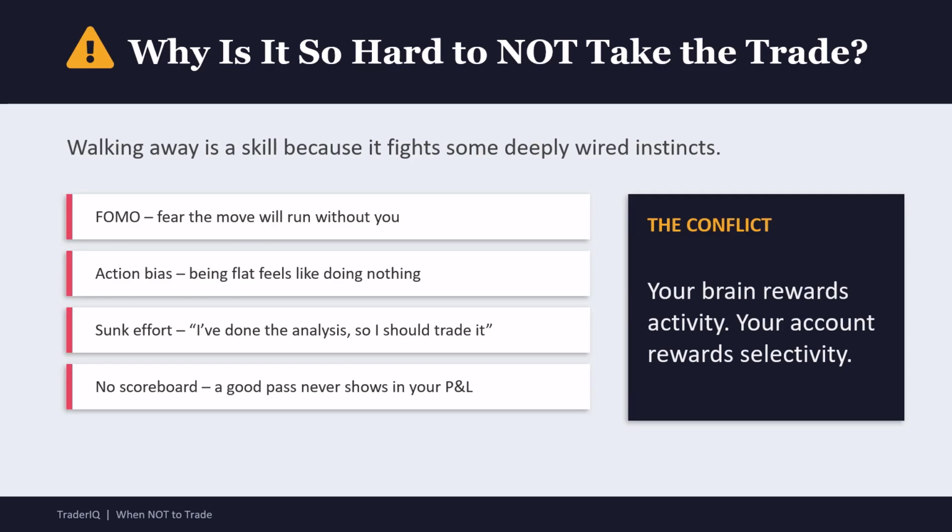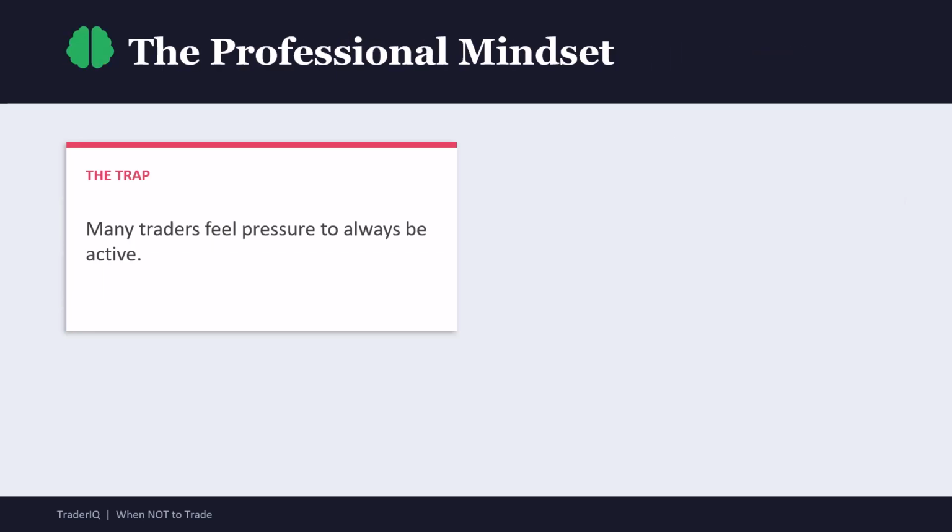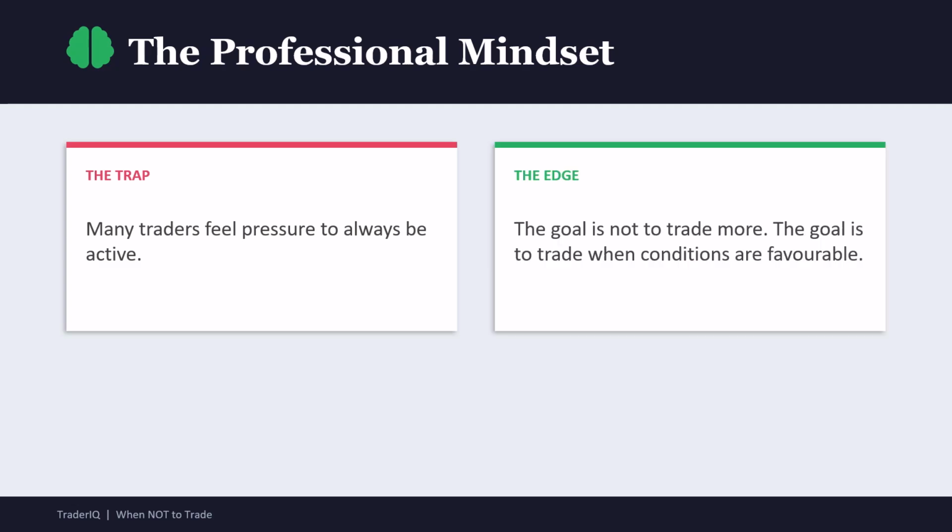So the bottom line conflict is internally your brain rewards activity. I'm doing something, I'm thinking about something, I'm analyzing something, and that's a good thing. Whereas your actual trading account rewards selectivity in terms of whether you sit on your hands or whether you take action on a trade. Many traders feel the pressure, as I've already indicated, to always be active.